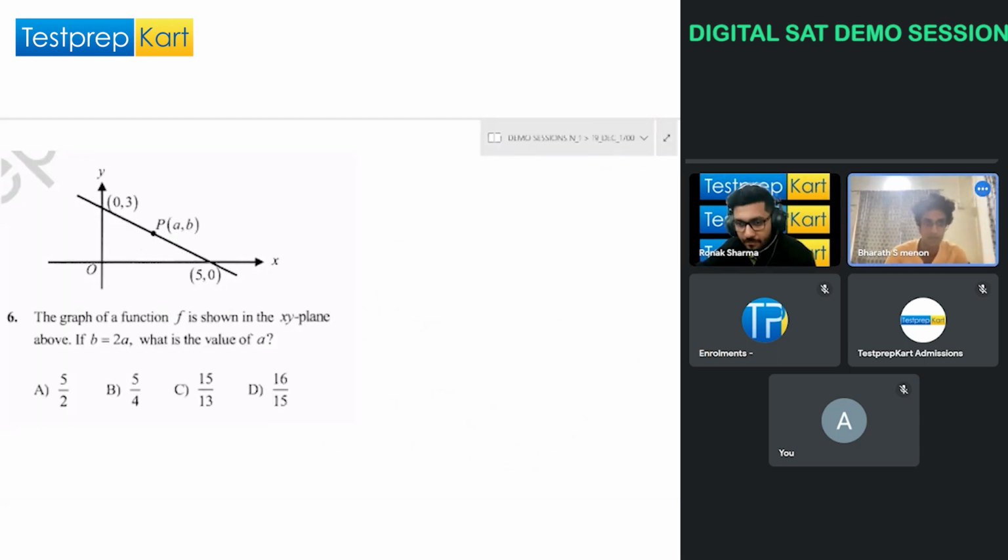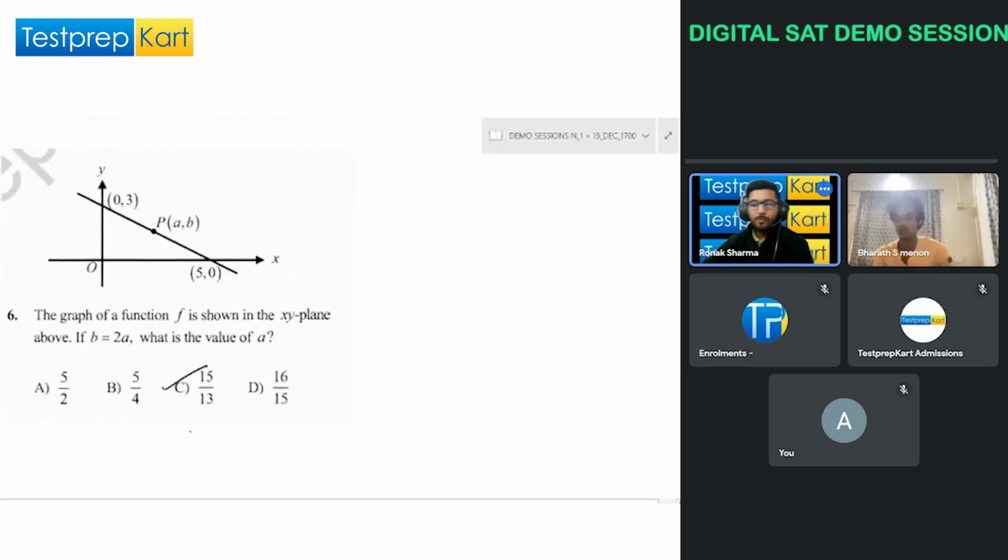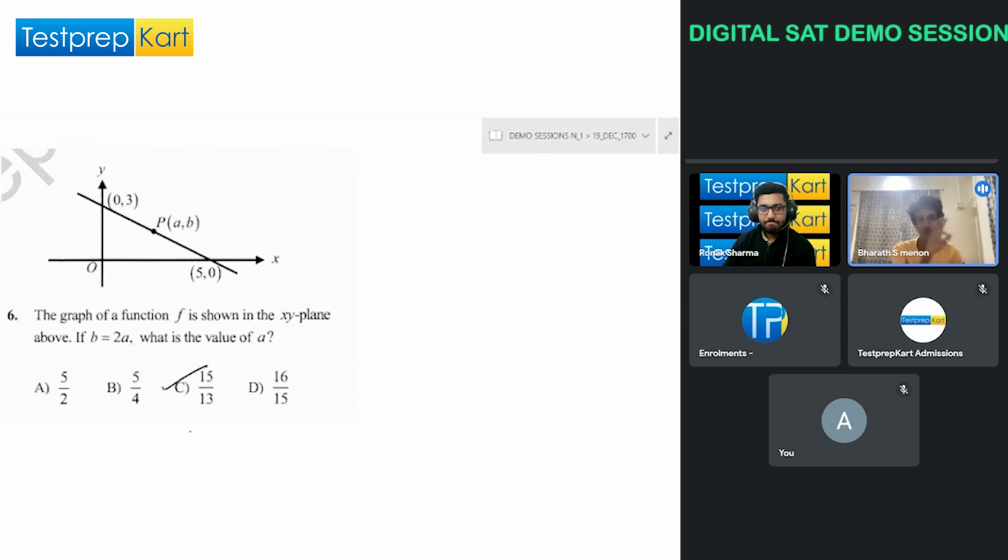C is correct. So basically, in this question, can you tell me how you have done it? Yeah. I found the slope using (0, 3) and (5, 0), and then used the same slope for (a, b) and (0, 3). Good, very good, excellent. That's it. Now you can understand, no concept or equation of a straight line is used here. It is directly based on the concept of slope.